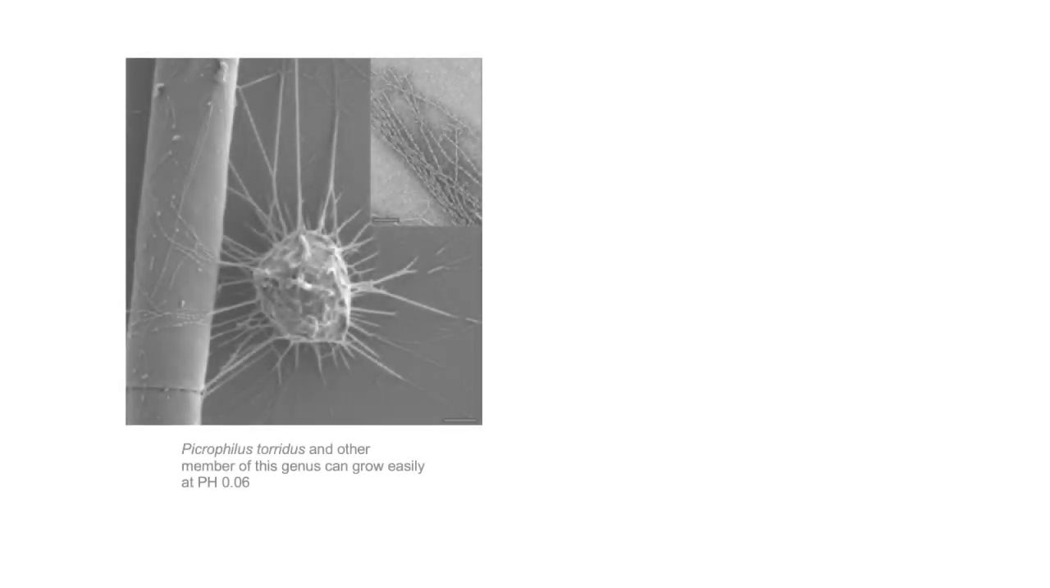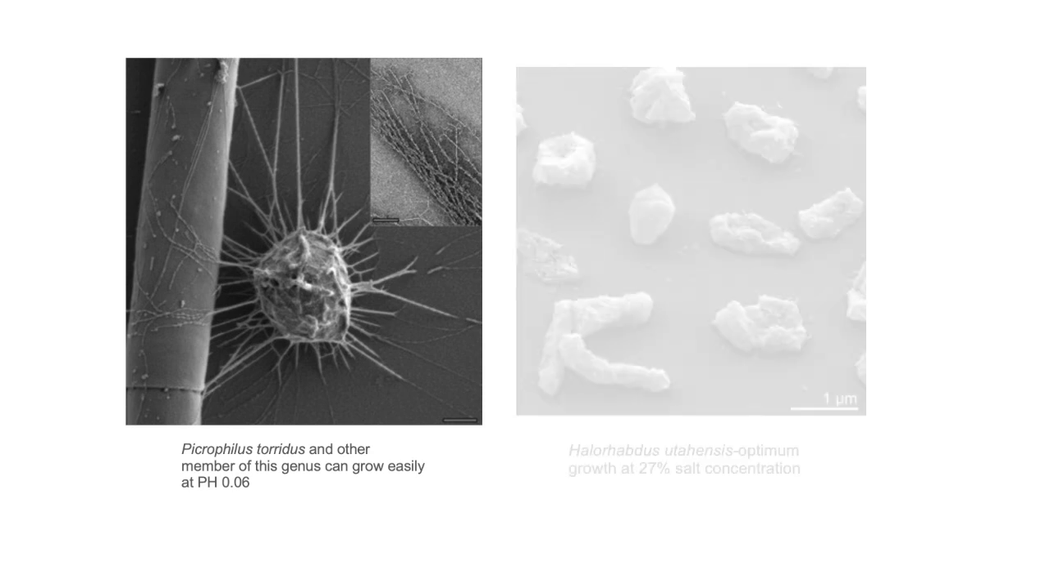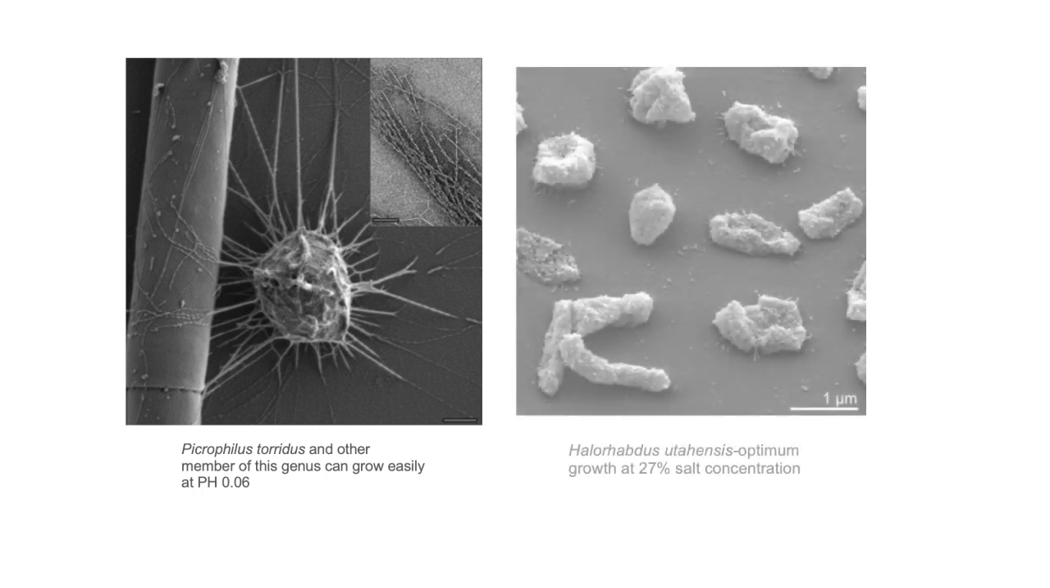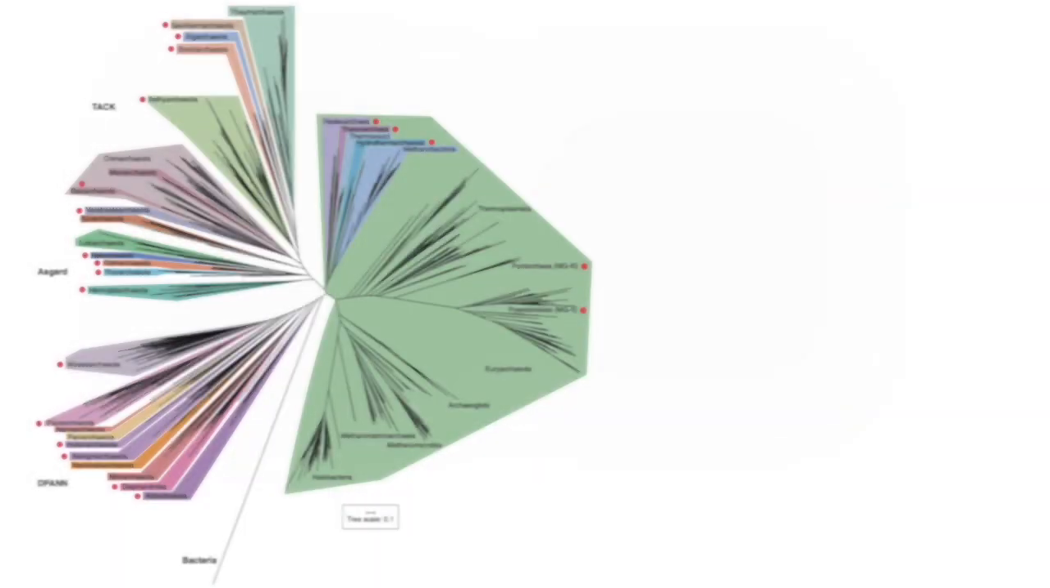For acidophiles, members of the genus Picrophilus can easily grow at a pH below 1. Another species of Archaea, Halorhabdus rudnickae, can grow at salt concentrations up to 27%. And indeed, there are other examples of members of Archaea that have amazing capabilities and adaptations that allow them to survive in extreme conditions.